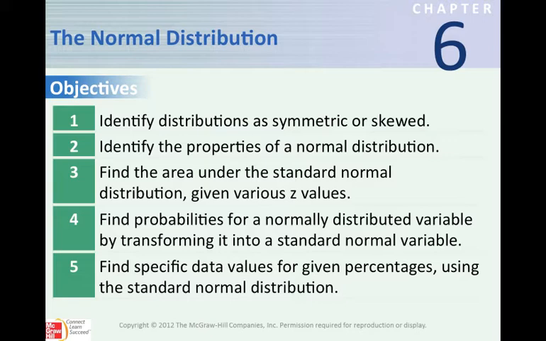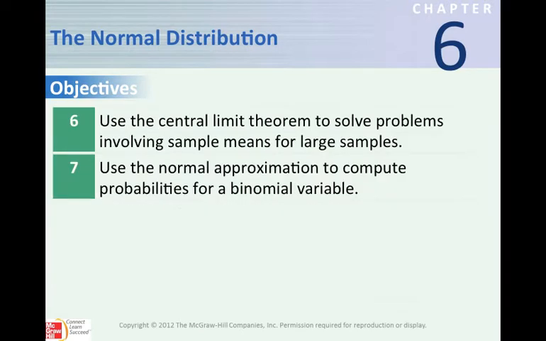Finding area under the standard normal distribution given the z-values. Today we're going to have to find z-values. We'll be given the data numbers and we're going to have to find the corresponding z-values that go with those. Finding probabilities, which since the area under the curve is 1 or 100%, we can think of those areas as also probabilities. And then find specific data values for given percentages using this normal distribution. So let's go on forward.